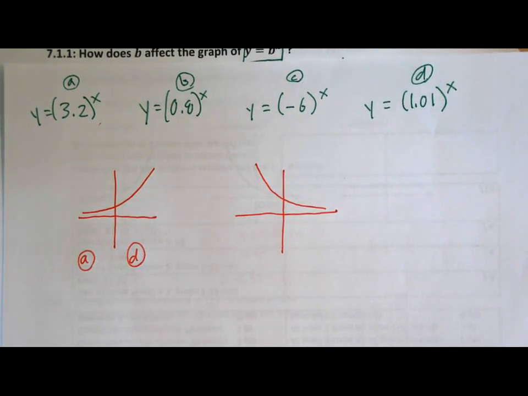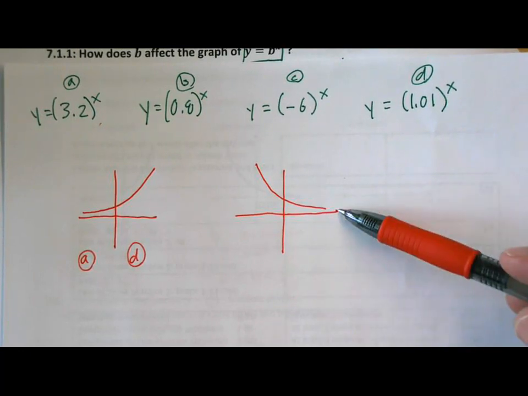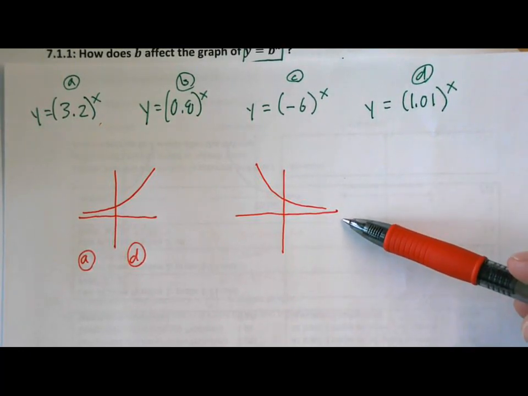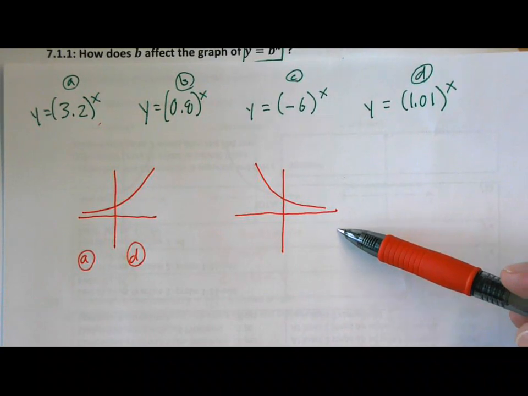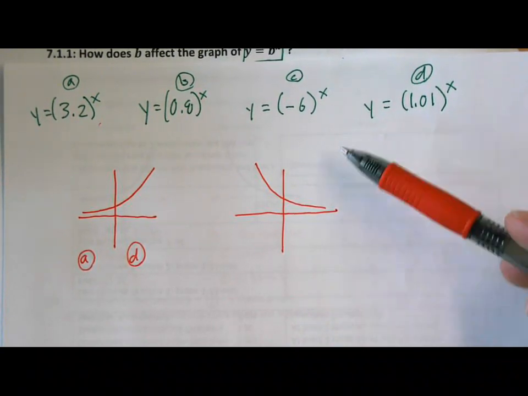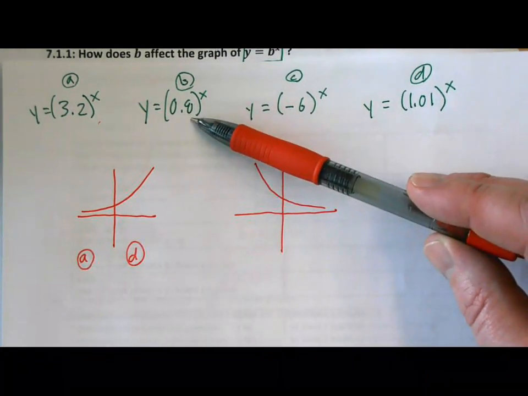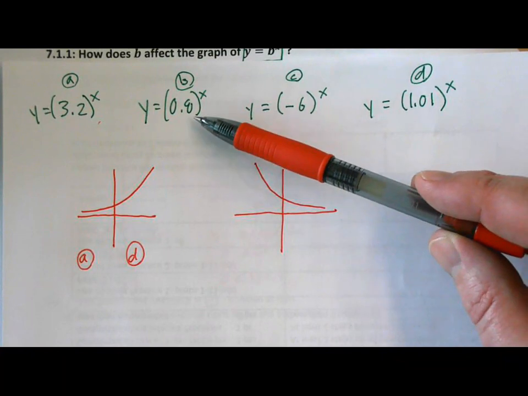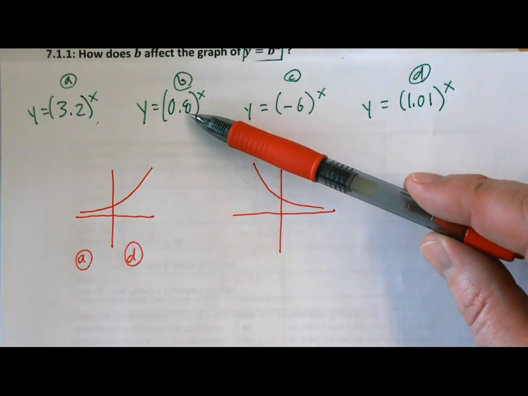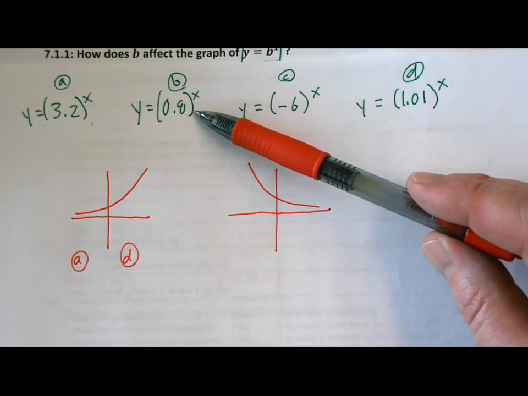Which one of those equations is going to give me a graph that looks like this? Anybody want to be bold and volunteer an answer? You think it's B? Anybody want to agree with B? What is it about B that makes you think that it's going to be going downhill? 0.8 is smaller than 1, isn't it?